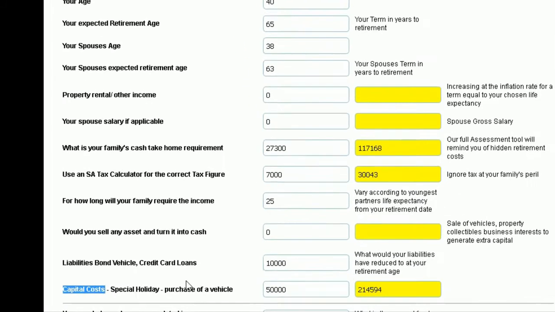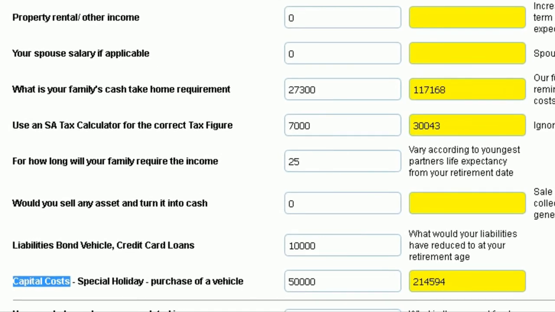The capital cost field is quite an interesting one. You can use it to budget for a dream holiday. Let's say Mr. and Mrs. Soap decide that they would like to go to Disney World after retirement, and the cost in today's value would be 50,000. When you input that into the present value field, it is converted and displayed in the future value field as 214,000 Rand. And that would then be added to the overall target for this family.